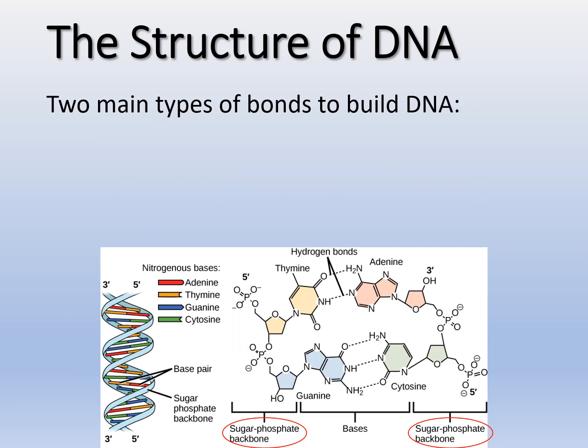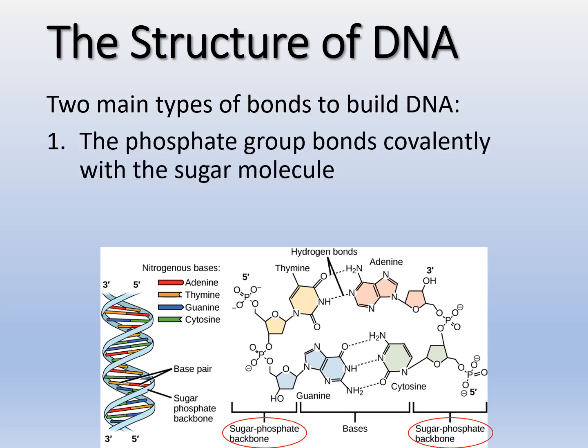There's two main types of bonds in how we actually build our DNA. Okay, so what is going to bind to what, essentially? So first, we have the phosphate groups are going to bind covalently with the sugar molecule, so with the deoxyribose. Okay, so we have the sugar phosphate backbone, as we call it. So the phosphate is going to covalently bond to that sugar.